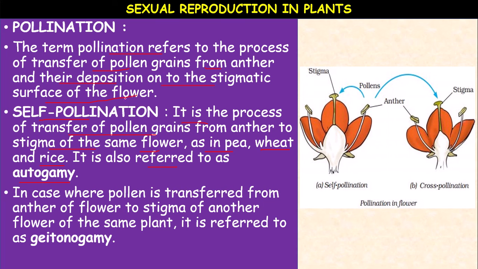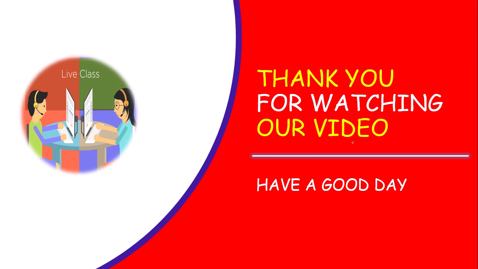So, this is self pollination. You can see this is the anther where the pollen grains are produced. If the pollen transfer occurs within the same flower, it is called self pollination. If the pollen transfer occurs from the anther to the stigma of different flowers, then it is called cross pollination. We will discuss more about pollination in the next class. Hope you understood, children. Read the book.